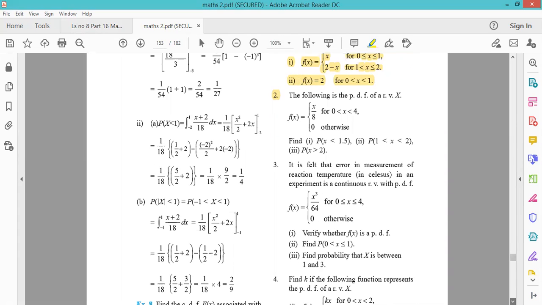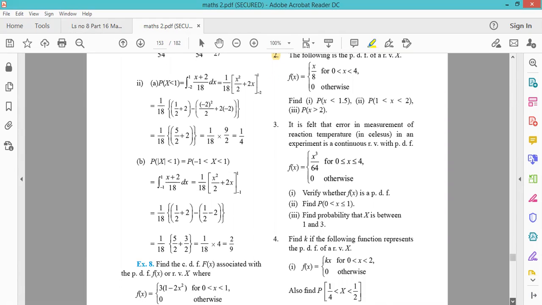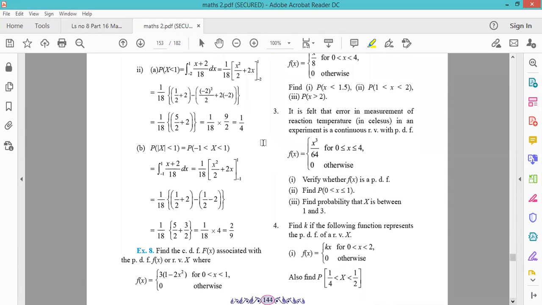Okay. Coming to sum number 3. It is felt that error in measurement of reaction temperature in Celsius in an experiment is a continuous random variable with PDF f of x, x cube by 64, and the interval given is 0 less than or equal to x less than or equal to 4. Otherwise it is 0. You have to first verify कि वो PDF है या नहीं.